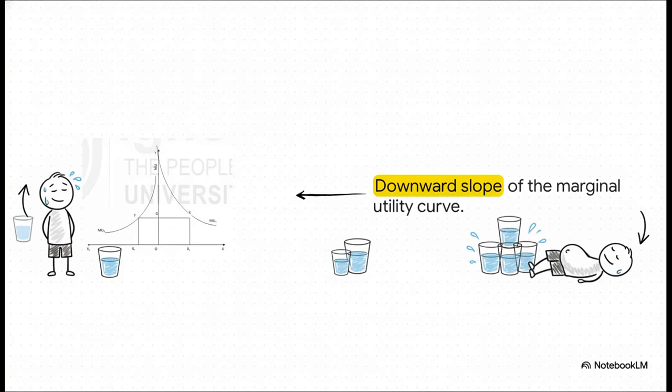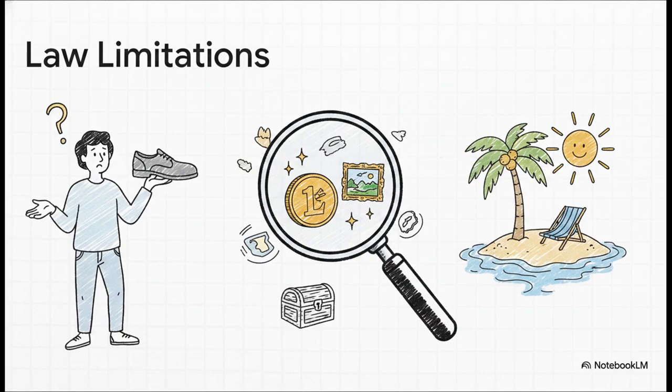The additional satisfaction you get keeps decreasing with every increase in the stock you already have. This inevitable decline creates a very sharp downward slope in satisfaction. But of course, there are always fascinating exceptions, right? The law assumes all other things are equal. For instance, what if you're buying a single shoe?